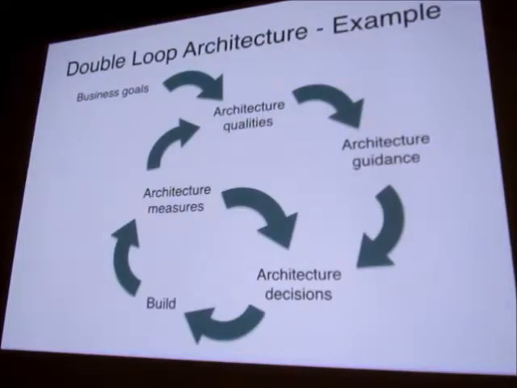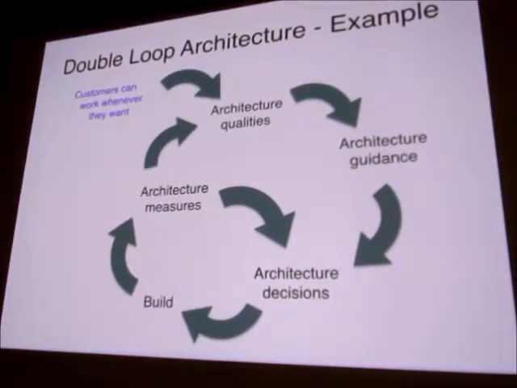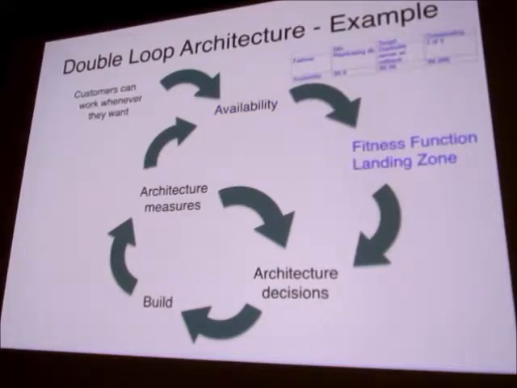So I want to go back to this and just walk you through how you might tie these things together. Let's say you have a business goal of customers can work whenever they want. In other words, we want availability, right? So that architectural quality would then be availability. But notice we've connected it to a business need. We're not getting 5 nines because we think that's industry standard. We're getting 5 nines or whatever because we think that's important to our business. And so then we would define some landing zones. I don't know if you can see that. It's a little fuzzy. It doesn't really matter.